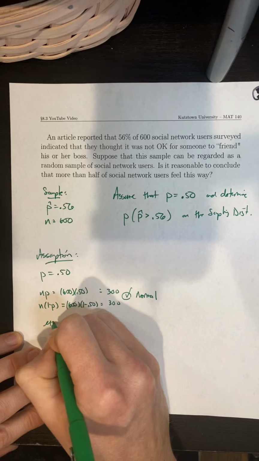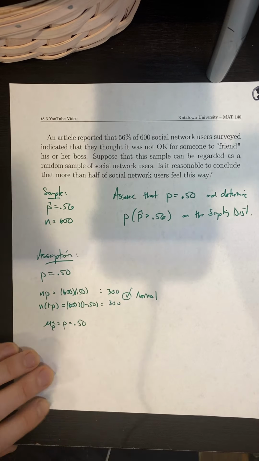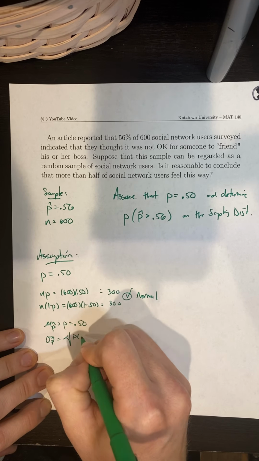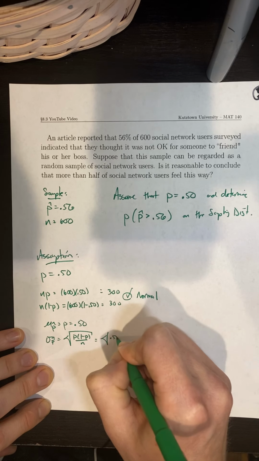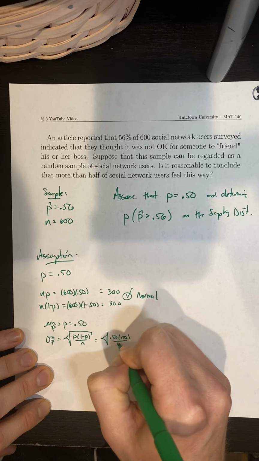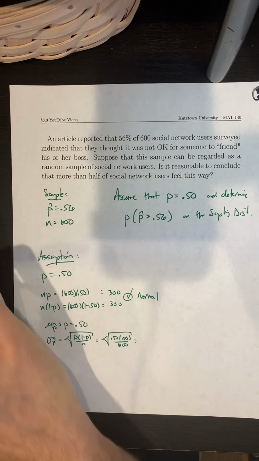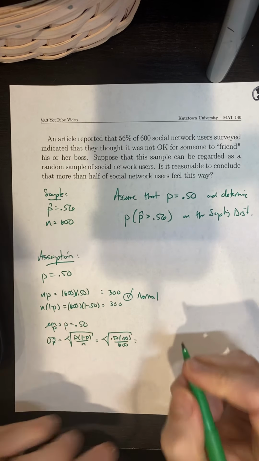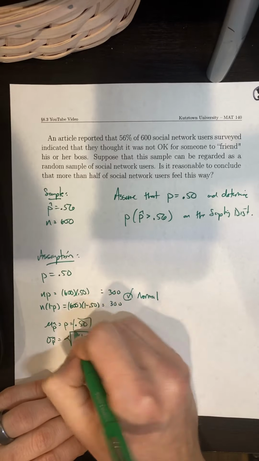In fact, under this assumption, what would be the mean? Well, that's just equal to p. And the standard deviation under this assumption would be the square root of p times 1 minus p over n. So that would be the square root of 0.50 times 0.50 over 600. And right there, what do we get? The square root of 0.5 times 0.5 divided by 600 gives me 0.02. So there's only a 2% variation in this thing.